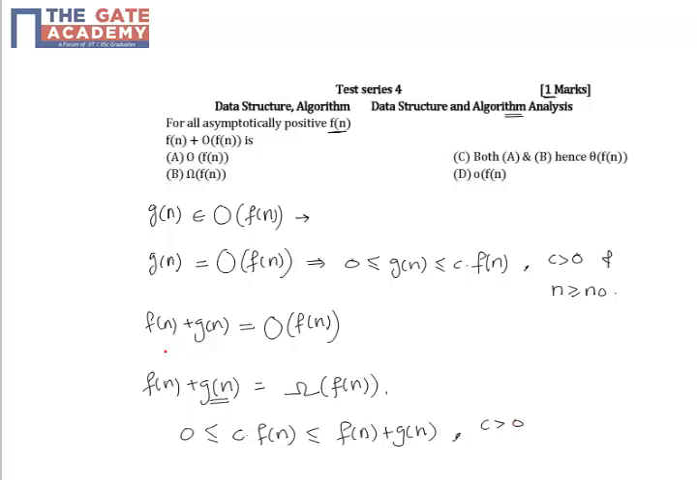So because both these properties are satisfied, f of n plus g of n is also theta of f of n. So C is the correct answer.